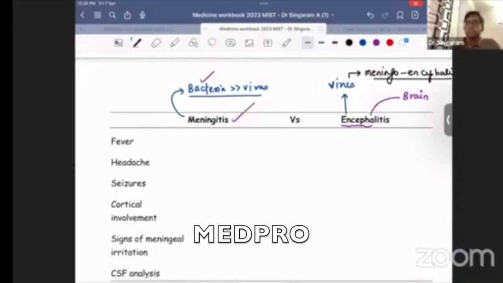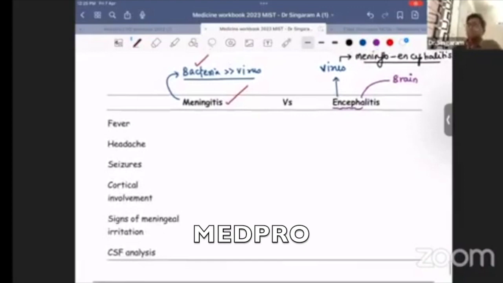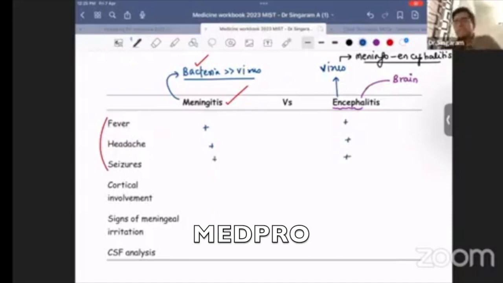So if you look at the differences between the two conditions, what are the first three features? Fever, headache, and seizures can be present in both meningitis as well as encephalitis. I'm going to put plus. These are common features. Everything can be present in both.